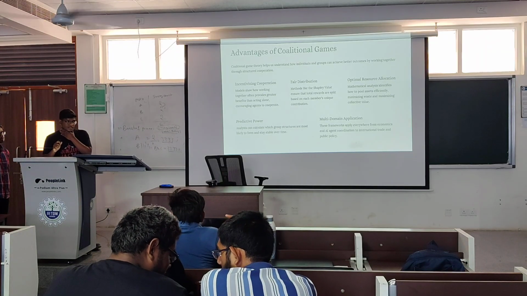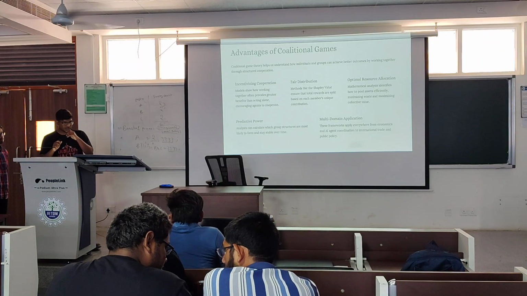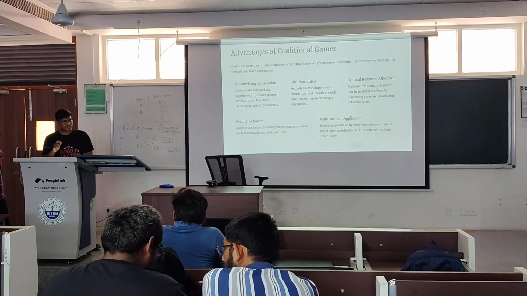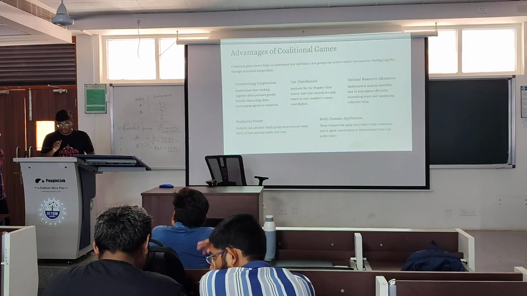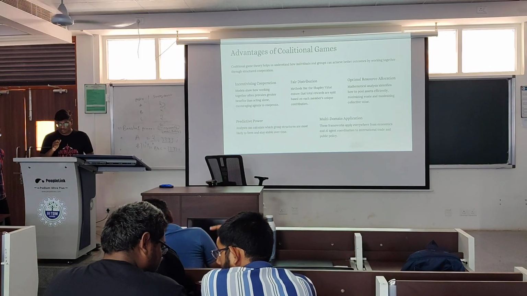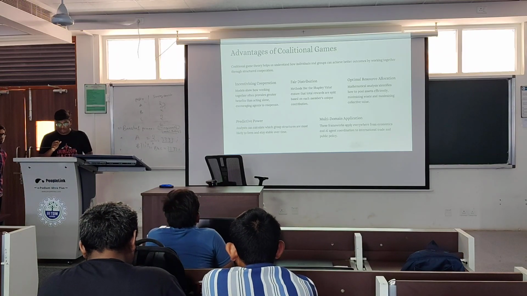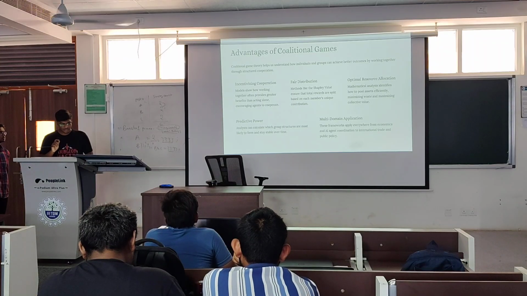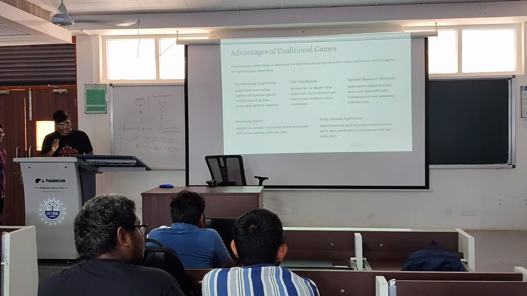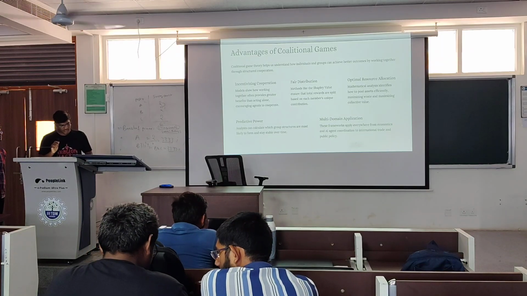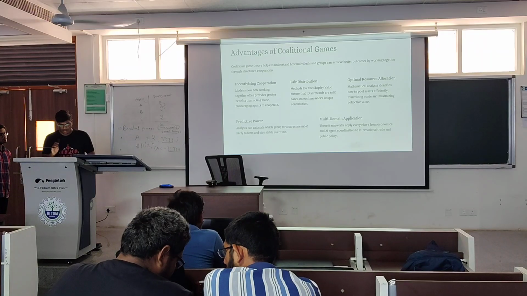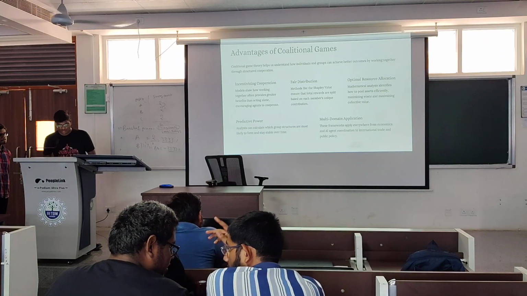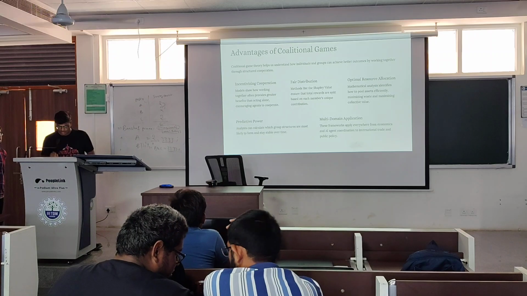Fair distribution: using the Shapley value, we can distribute the rewards according to their contribution. Optimal resource allocation: using the Shapley value, we can minimize waste and maximize the collective value. Predictive power: analysts can calculate which group structures are most likely to form and remain stable over time, and this can be used in AI agents, political parties, and public works.